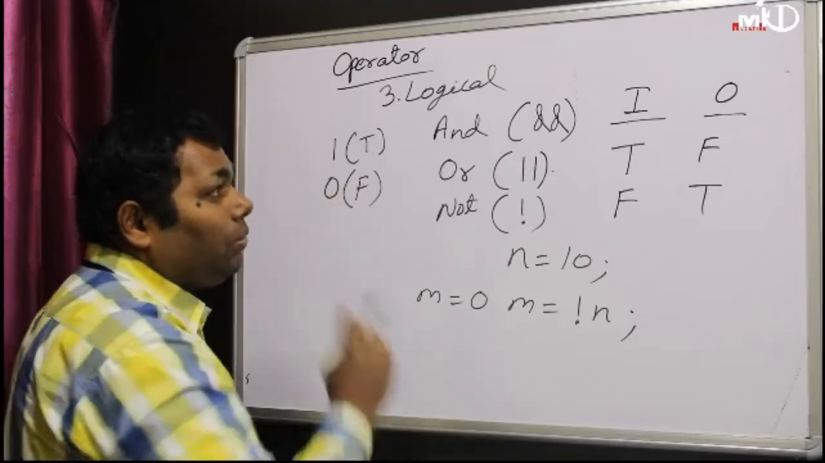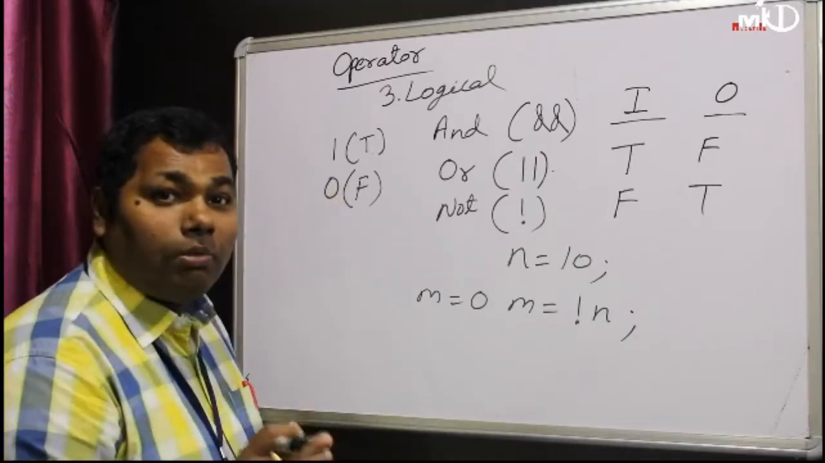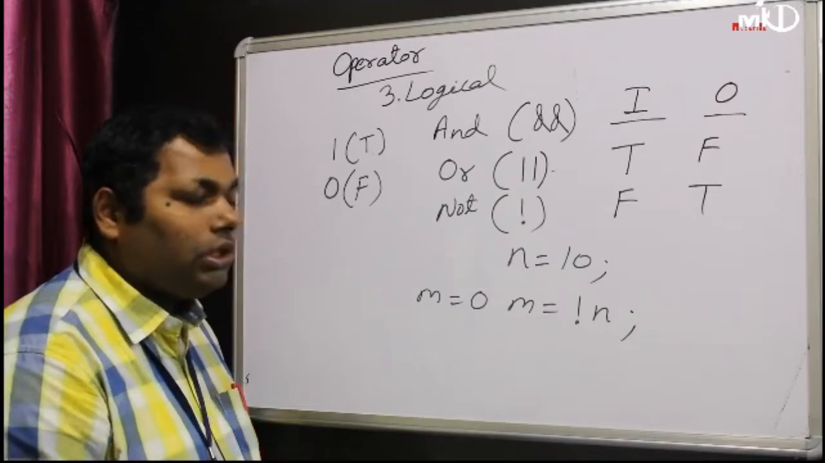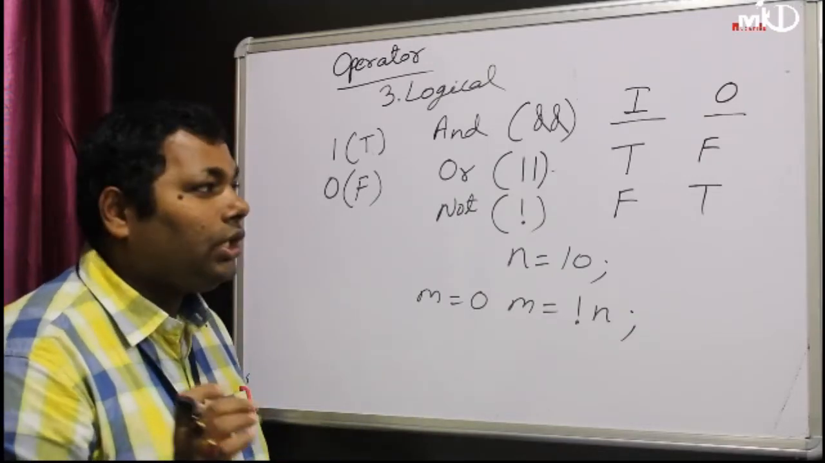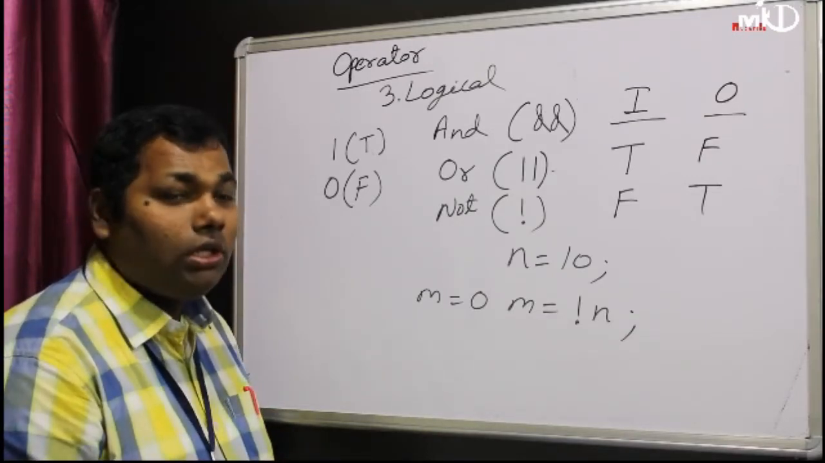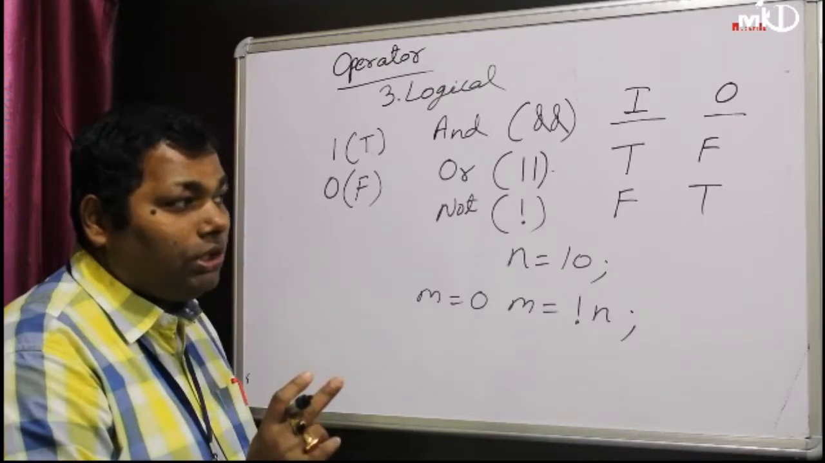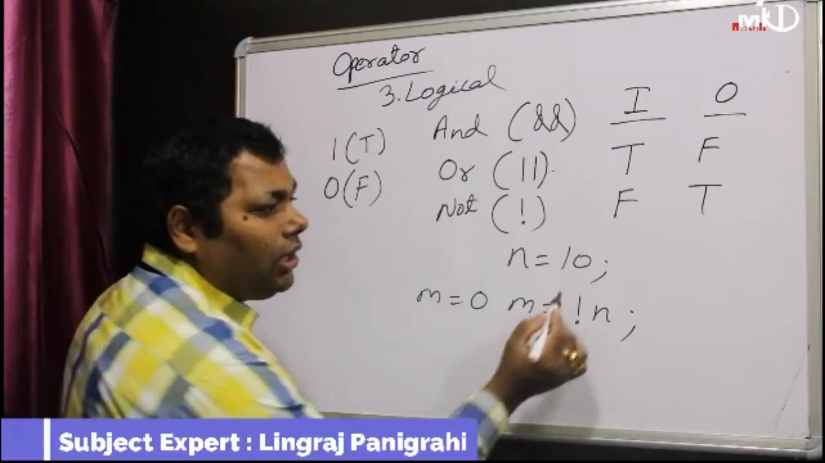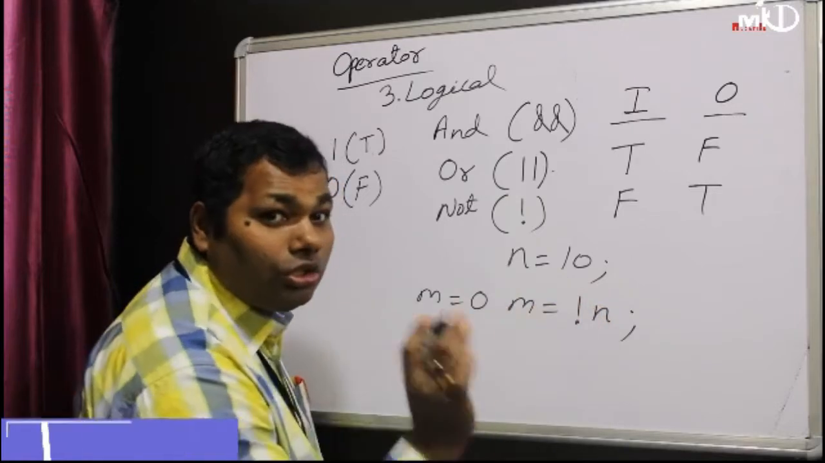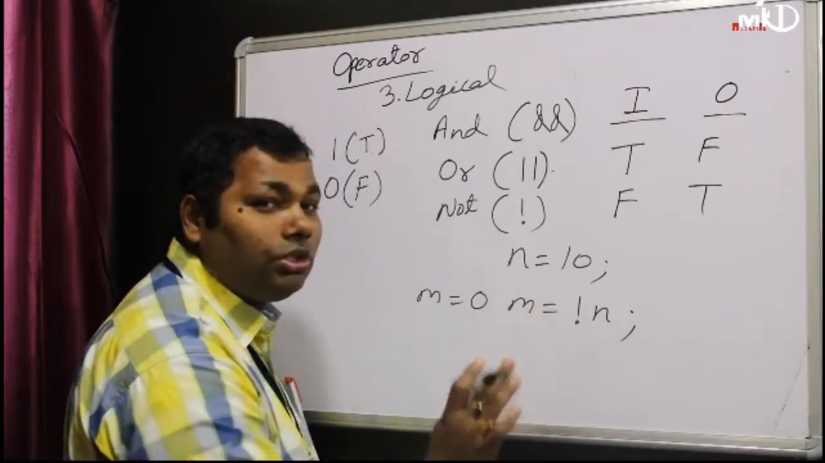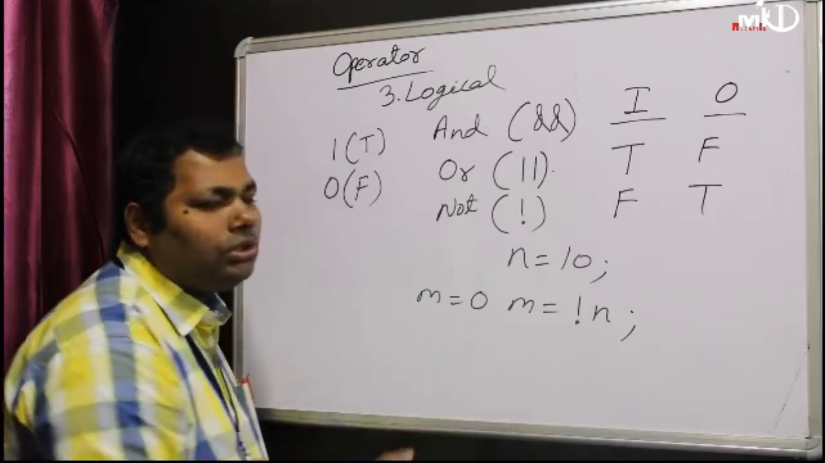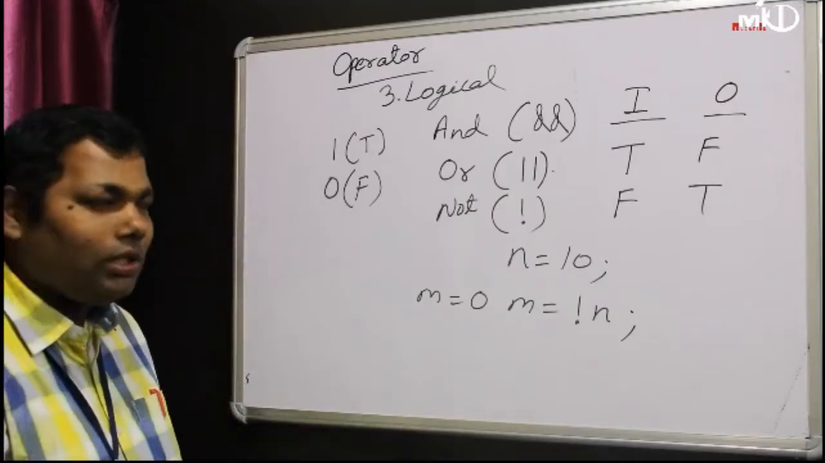So in a logical operator, if the value is a non-zero value, then it is true. If the value is 0, then it is false. Non-zero means maybe a positive value or maybe a negative value. Like here, the 10 is a non-zero value. So non-zero value means true. So not n means false. So m equal to 0. Clear?